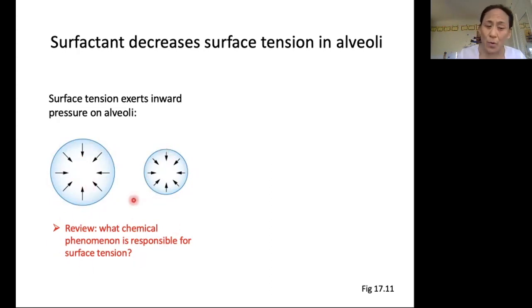A quick review question: what chemical phenomenon is responsible for surface tension? I'll give you a couple seconds to think about that. Okay, so hopefully you remember surface tension is due to hydrogen bonding.